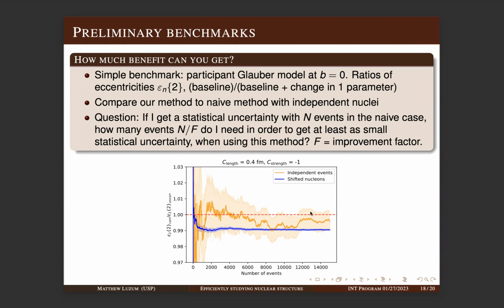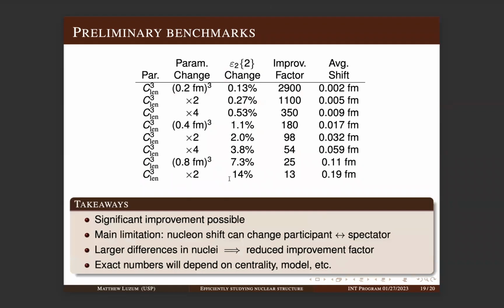But for the next plot, I took 100,000 collisions, calculated the statistical uncertainty on those 100,000, and then scanned backwards to see how many events I needed for the better case. So for this top line, for example, I get some certain uncertainty with 100,000 events in the independent event case, and I get a better uncertainty with 35 events using this method. So that's what these numbers mean. So I plot it.